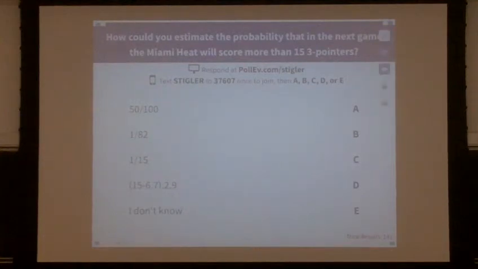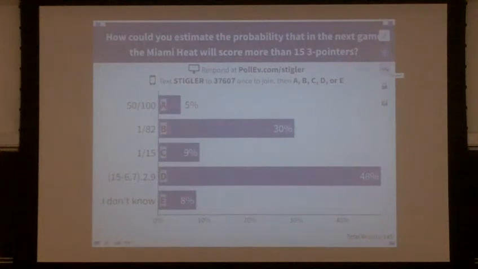Okay, let's look and see what we got. All right. Let's take somebody who said option D, which was half the class. 15 minus 6.7, oh, that should be divided by 2.9. I don't know what it means. I assume that's what you thought. And you thought it was 0.29. What did you think that meant? Who chose that?